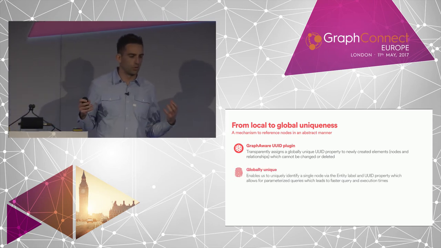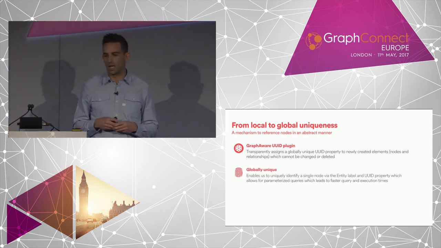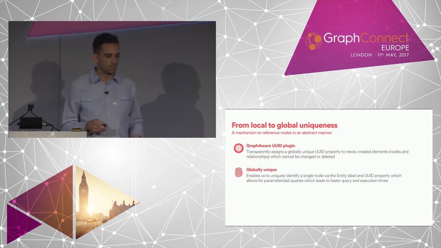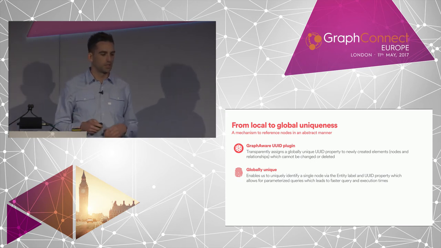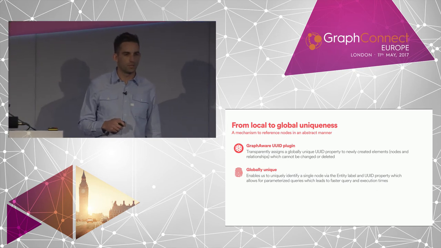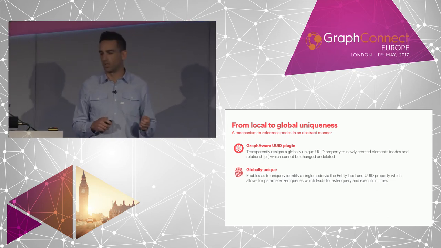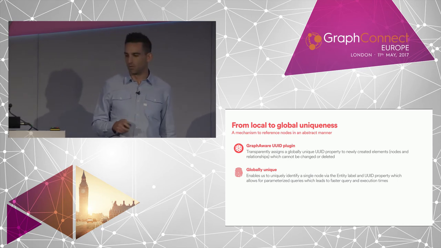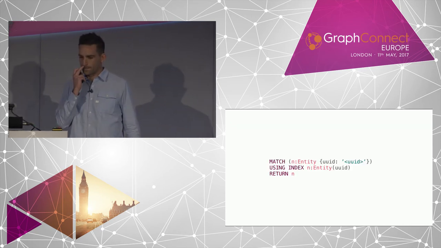this gives us global uniqueness. And now we can talk about entities in the graph by just this one unique UUID property in addition to the entity label. This helps us use parameterized queries, which leads to faster query and execution times. And this is especially relevant when we do bulk loads. So every day we're doing a bulk load of data, and we need that to be really performant.